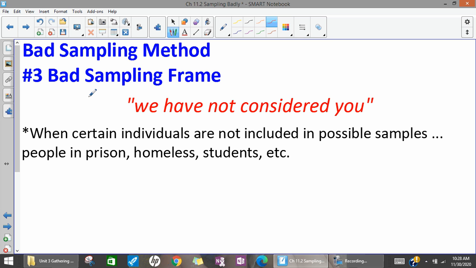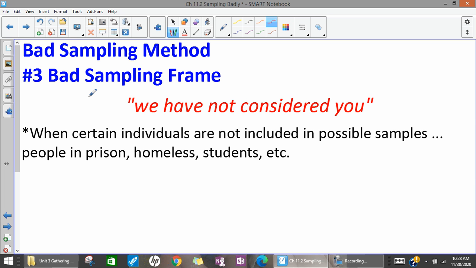We can also have a bad sampling frame. So the sampling frame is the group of individuals that we are going to sample from to learn something about a population. So when you have a bad sampling frame, it's when you have individuals in the population that we have not considered sampling.